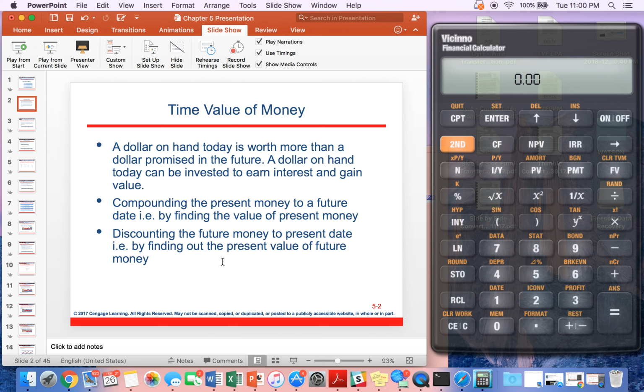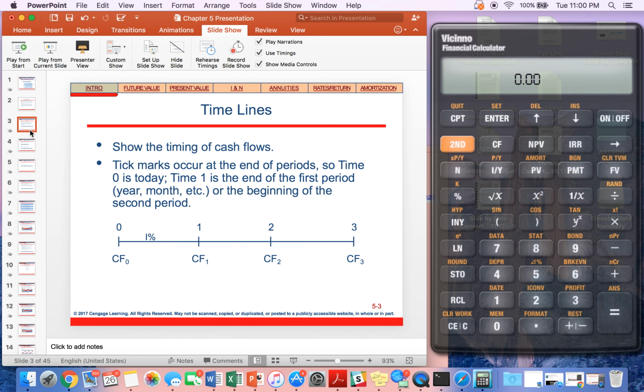Compounding and discounting are two different terms that you're going to hear throughout the remainder of the semester. Compounding simply means that I'm going forward in time. So I'm taking the present value of something and trying to find the future value of it. Conversely, discounting is taking the future value of something and going backwards in time, trying to find the current value of that money. So compounding is going forward, discounting is going backwards, essentially.